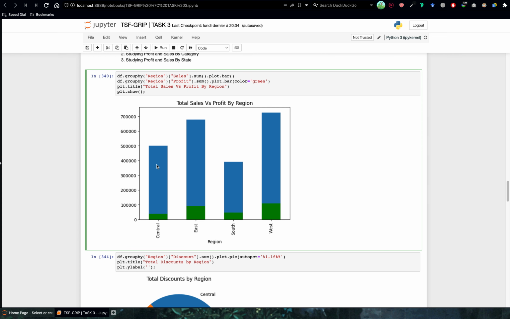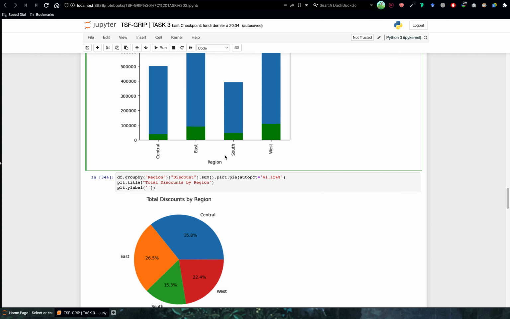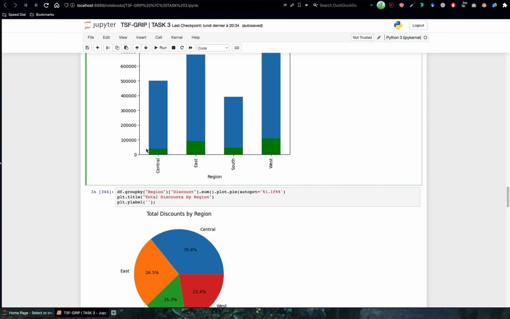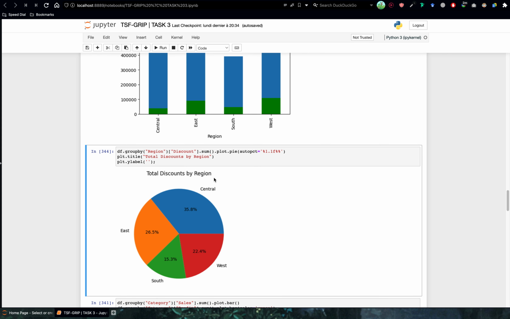Here we can see that the profit, as we discussed before, is very low. Even though we can see that the East has lots of profit compared to the most profitable region, it's the West, even though it has less sales, which is interesting. For the Central and South, it is pretty low, and as we have said, we'll see why.